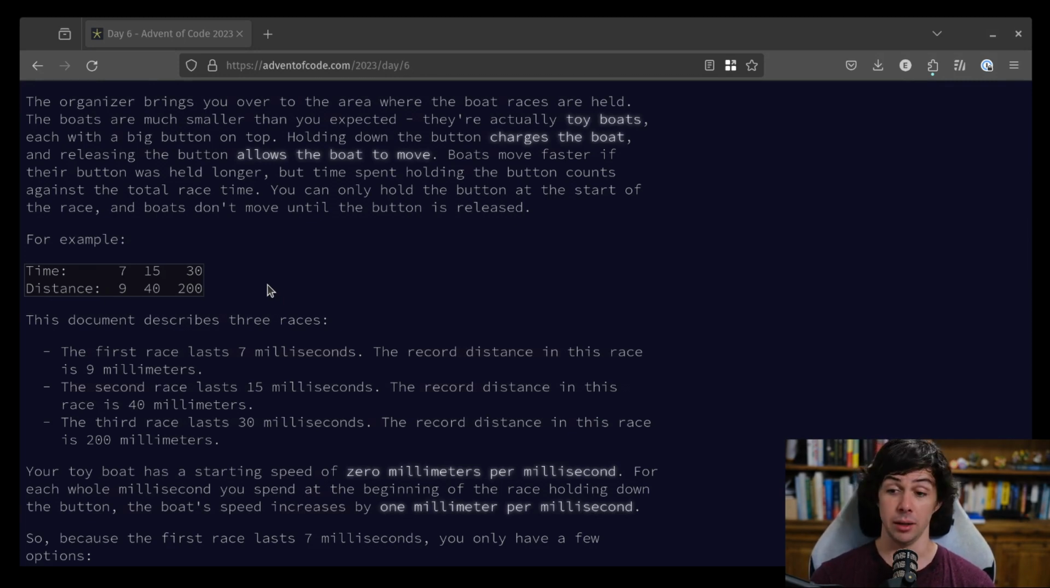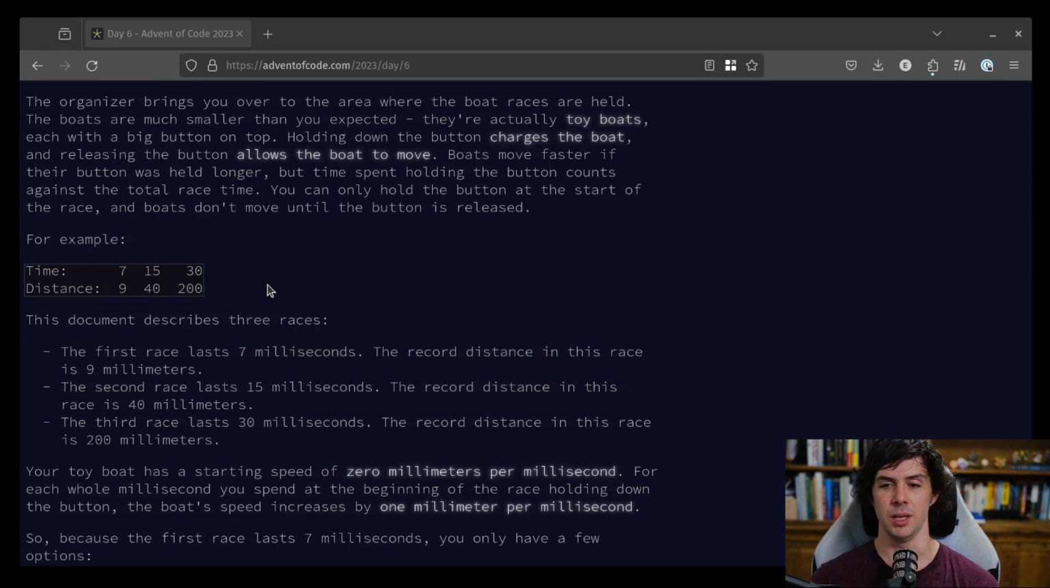You can hold down a button, which increases the speed of the boat, or you can let the button go, and then the rest of the time in that race, the boat moves forward at whatever speed is built up. And your goal is to beat the current record distance, which in this case is 9 millimeters.